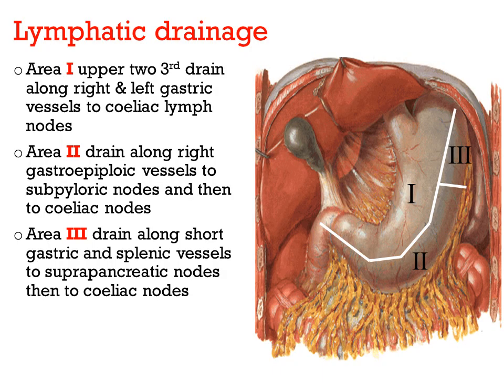Lymphatic drainage, as you can see here, area 1, area 2, area 3. Area 1, the upper two-thirds, drains along the right and left gastric vessels to the celiac lymph node. Area 2 drains along the right gastroepiploic vessels to the subpyloric node and then to the celiac node. Area 3 drains along the short gastric and splenic vessels to the suprapancreatic node and then to the celiac node.